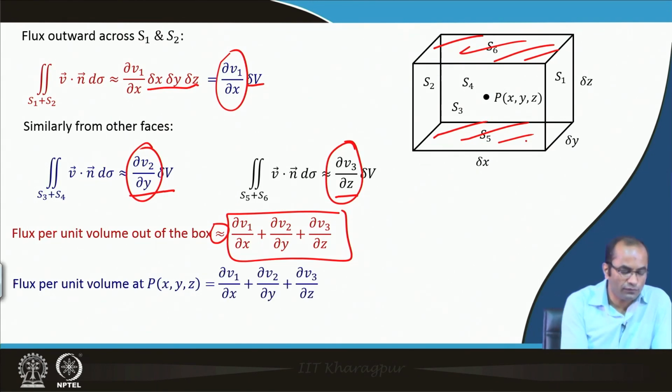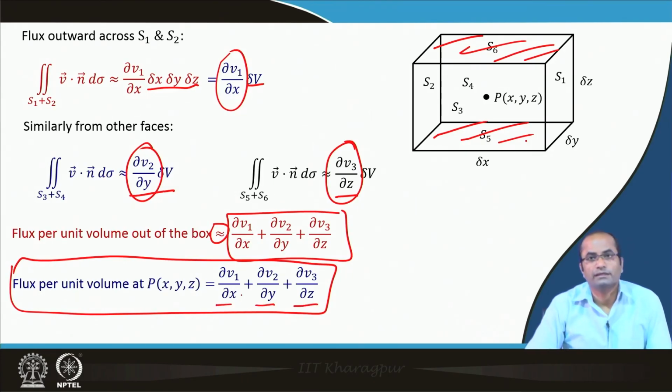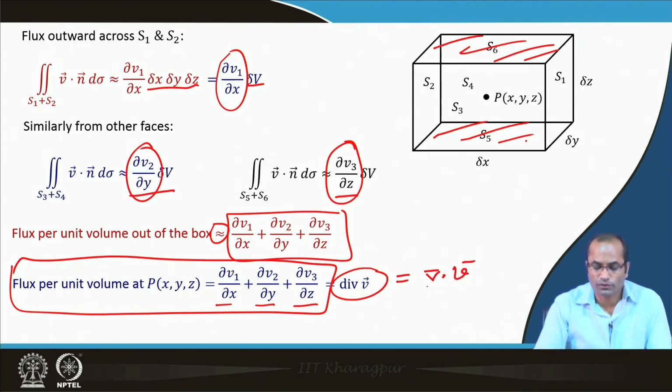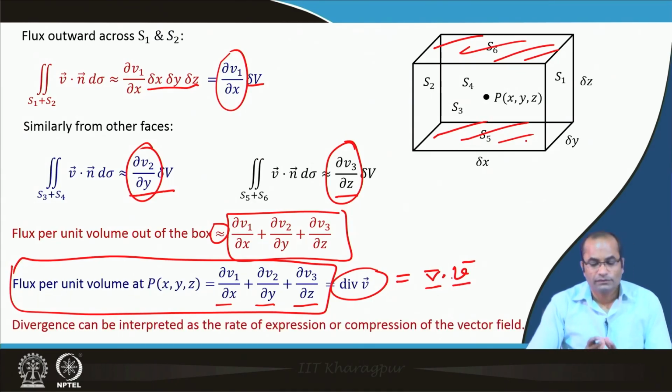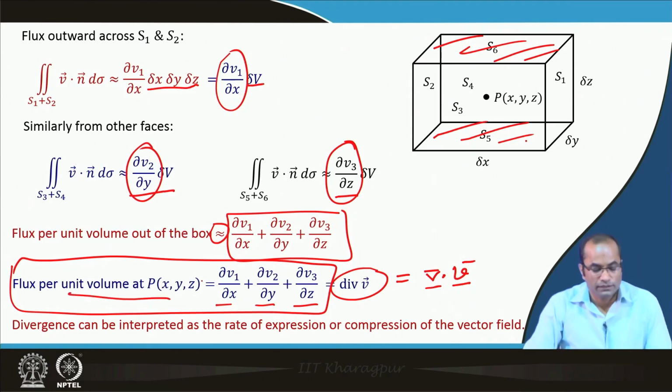So, finally, we have this formula for the flux per unit volume given by del v1 over del x, del v2 over del y and del v3 over del z, which is the divergence, which we denote by divergence v, or we can also write this as del dot v, the dot product of the two vectors, the del operator and the vector v. So, what we conclude now is that the divergence can be interpreted as the rate of expansion or compression of the vector field, because this is the flux we have computed per unit volume at p.